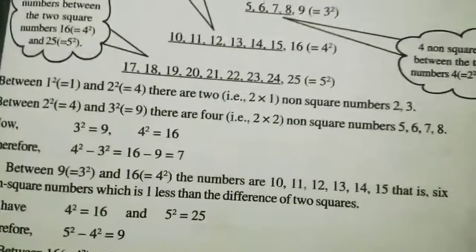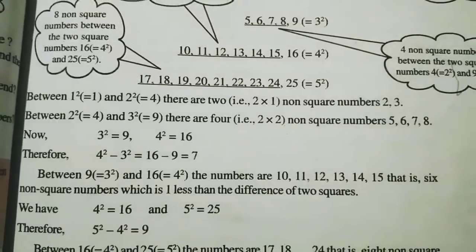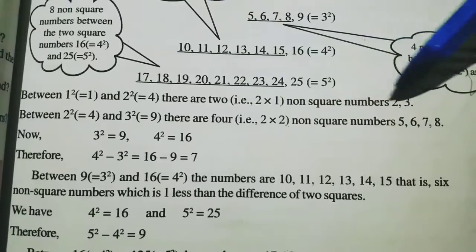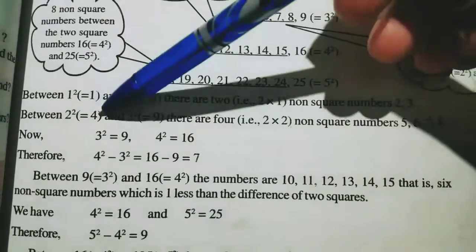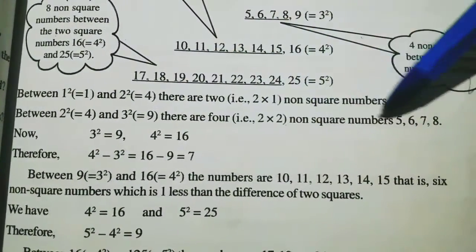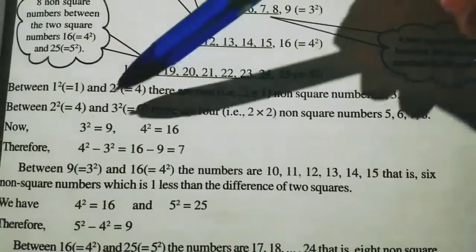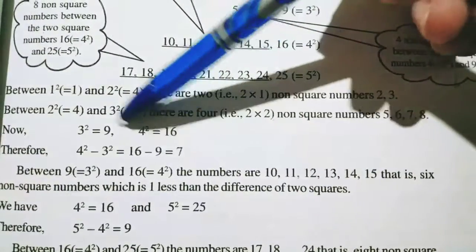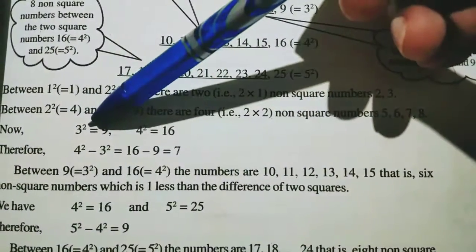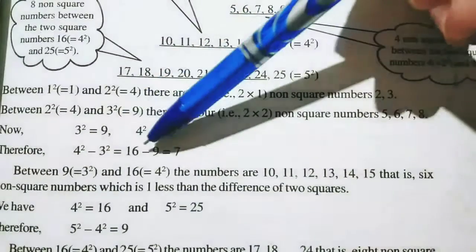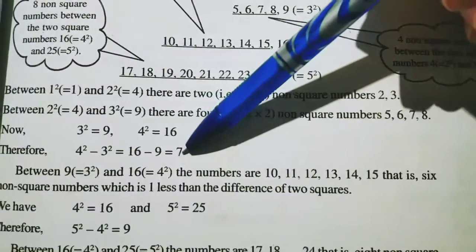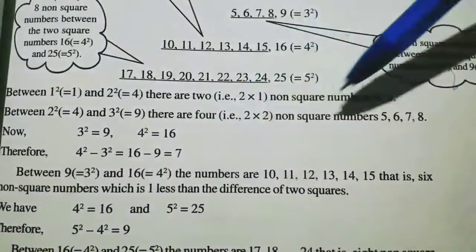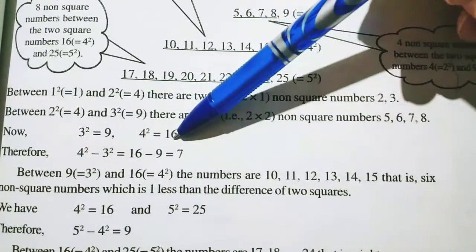See nicely how it is explained here. Between 1 square and 2 square, that means between 1 and 4, there are two non-square numbers, that is 2 and 3. Between 4 and 9 there are 4 non-square numbers, 5, 6, 7, 8. Then between 9 and 16, how many non-square numbers are there? You have to subtract: 4 square minus 3 square, that means 16 minus 9. You will subtract it and get 7. But are there 7 numbers? No, there are 6 numbers between 9 and 16.